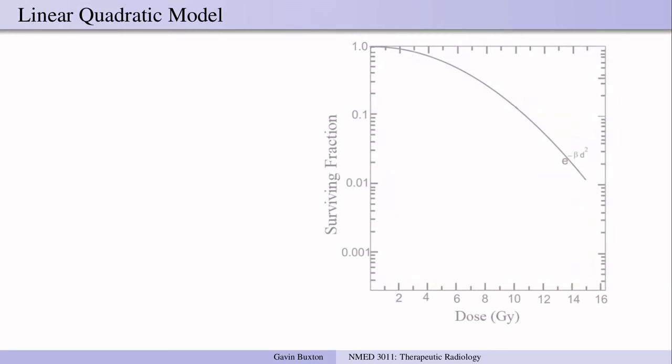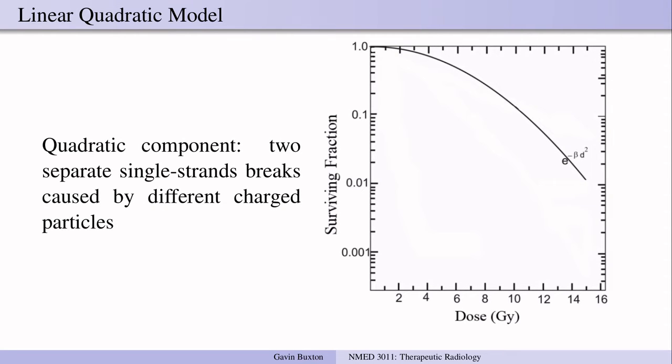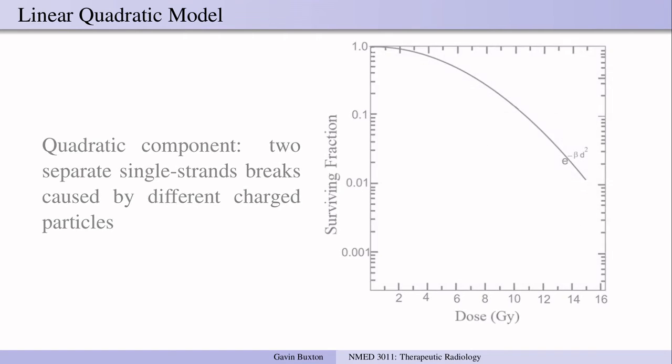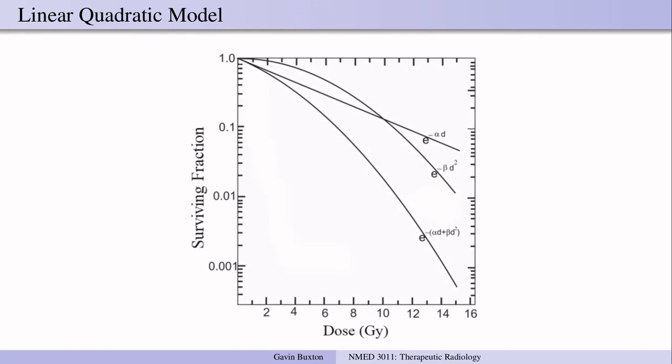The second component to the model is the quadratic component that arises due to two separate single strand breaks that occur close enough together and are caused by two separate particles. Combining these two effects in the same model gives the linear quadratic model.